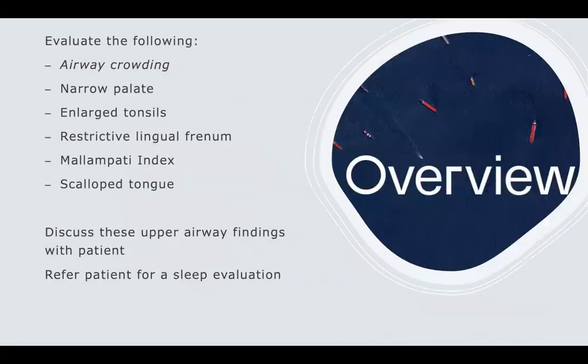So when we're looking at the patient and we do our normal exam, we're going to look at the teeth, we're going to look at the gingival tissue, we're going to probe, but maybe if we stretch this just a little bit. Is there airway crowding? Are the tonsils touching one another? We'll show you that. Is there a high narrow palate? A restrictive lingual frenum? And I'll mention that later. Mallampati index, I'll show you that, a scalloped tongue.